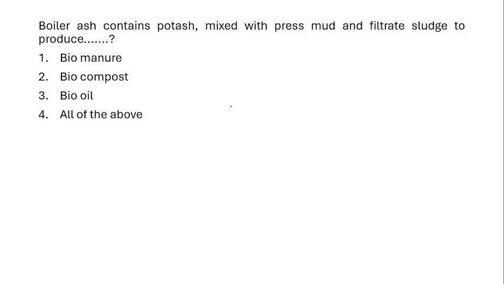Boiler ash contains potash mixed with press mud and filtrate sludge to produce. The ash produced from the boiler contains the potash that we know. Now it is mixed with the press mud and the filtrate sludge, the sludge material obtained after the filtration. These are all mixed together to produce which of the following items? Options are biomanure, biocompost, bio-oil, all of the above. The right answer is biomanure. So when the boiler ash containing the potash is mixed with the press mud and filtrate sludge, it is going to produce the biomanure.